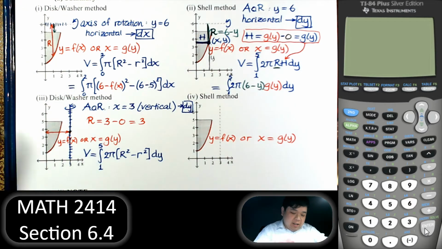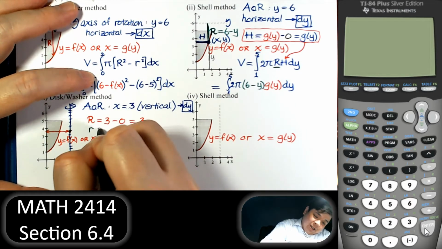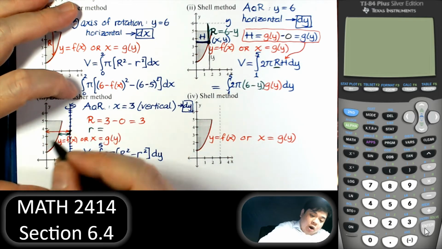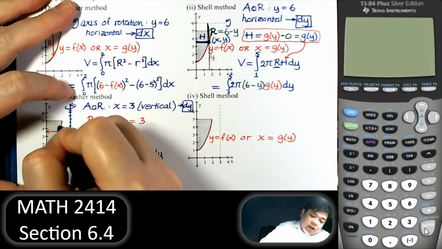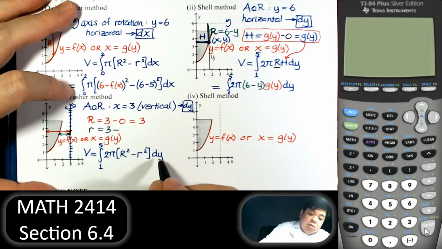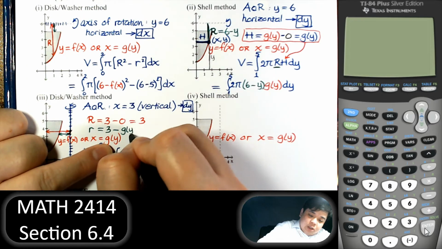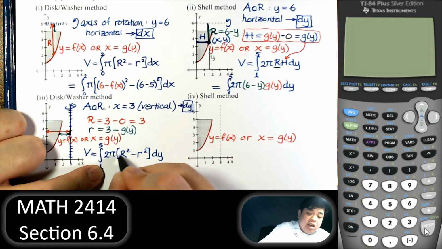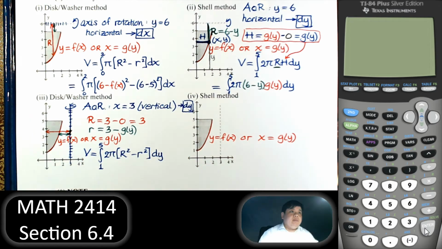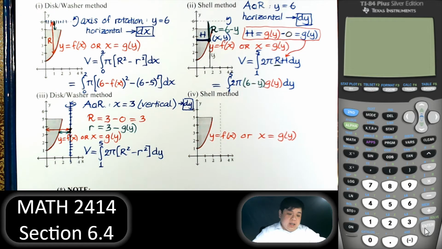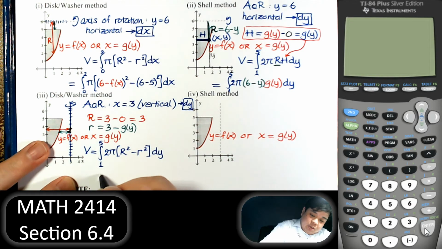Little r, from the axis of rotation to the inner edge. The function on the right is 3. The function on the left is the function itself, but it has to be in terms of y. So it will be g of y. So if this is y, everything here has to be in terms of y. So we use g of y, and we substitute in here, and that's what the integral will be.